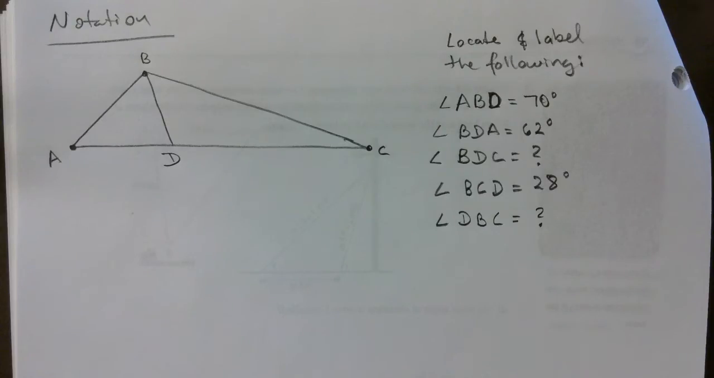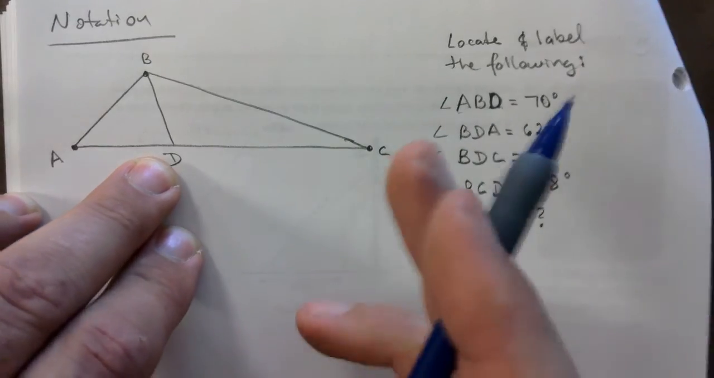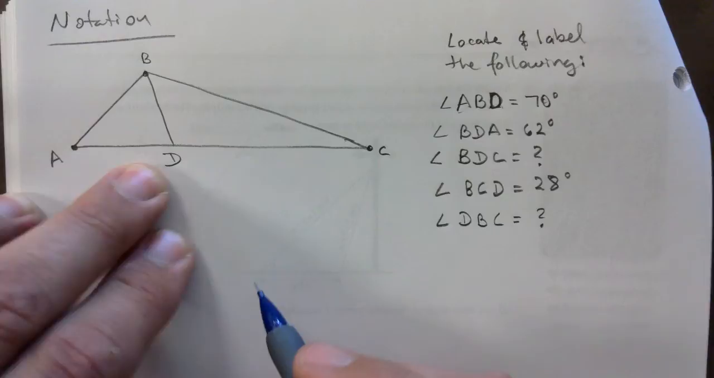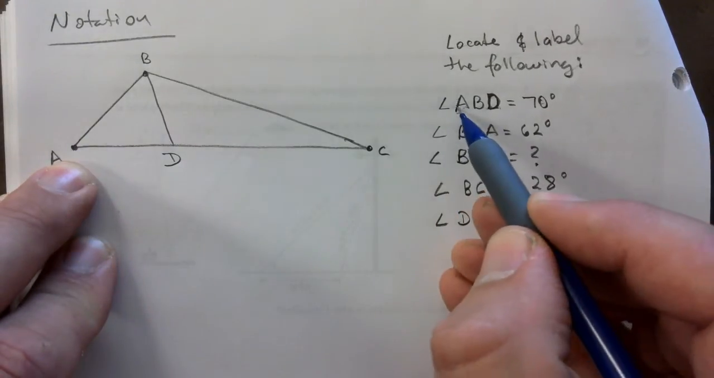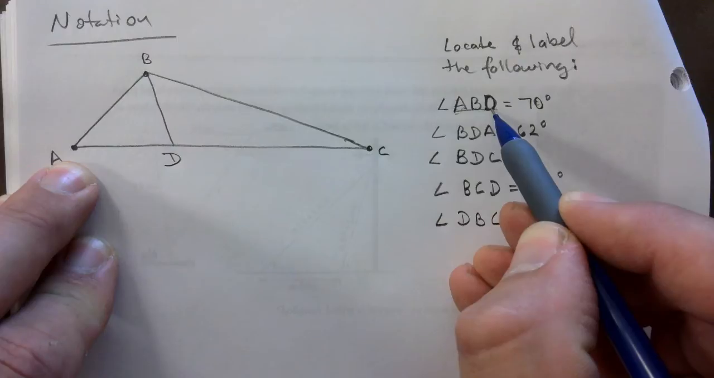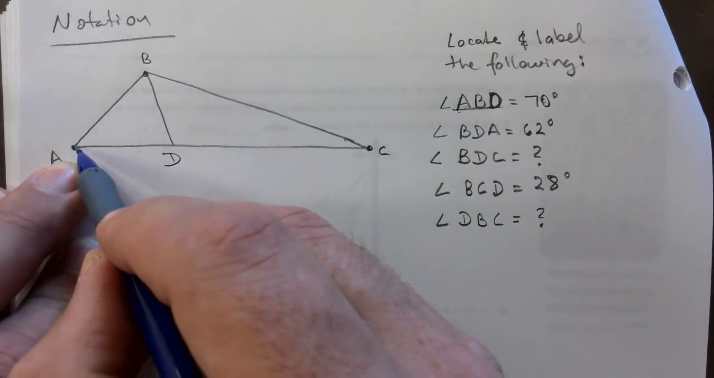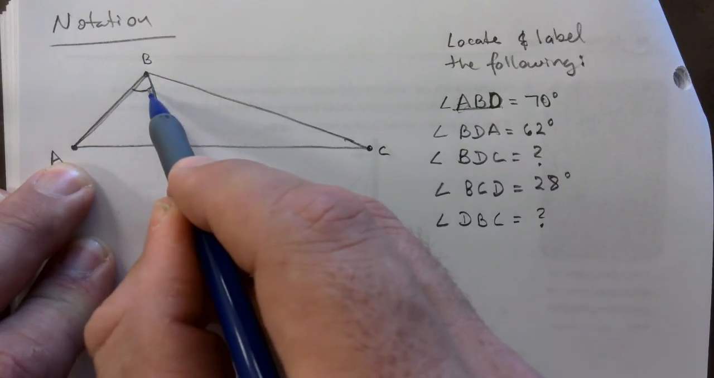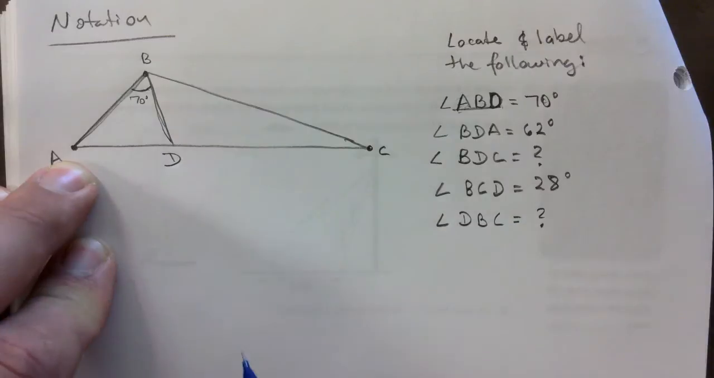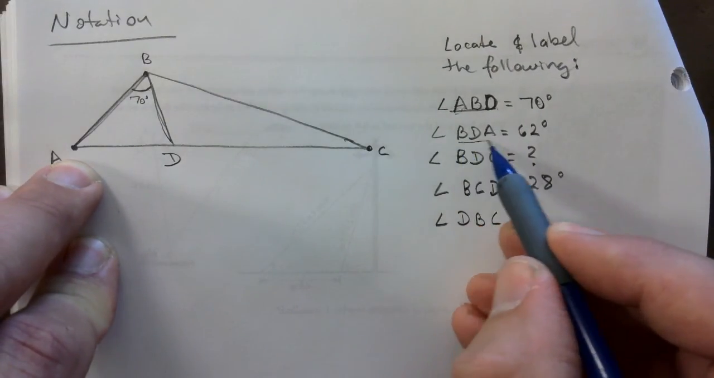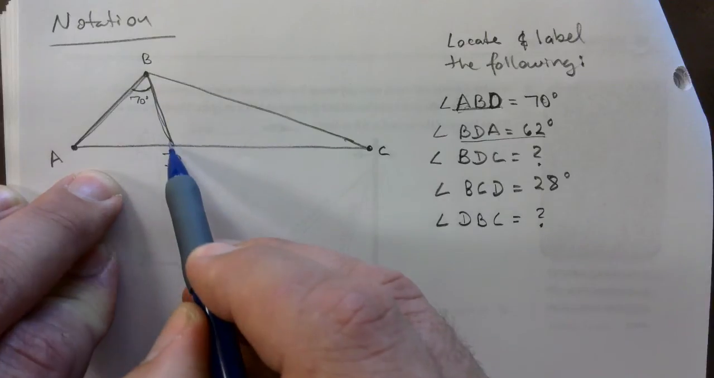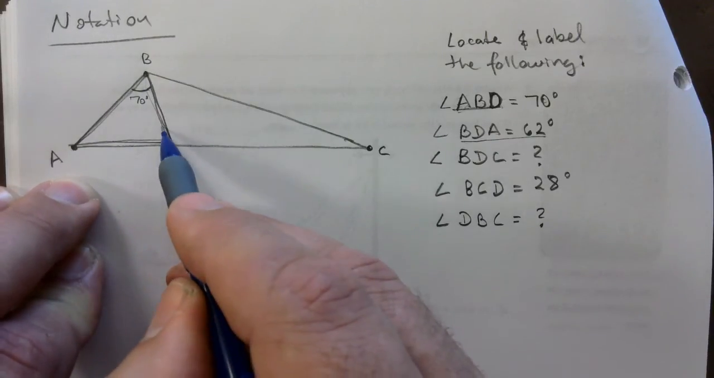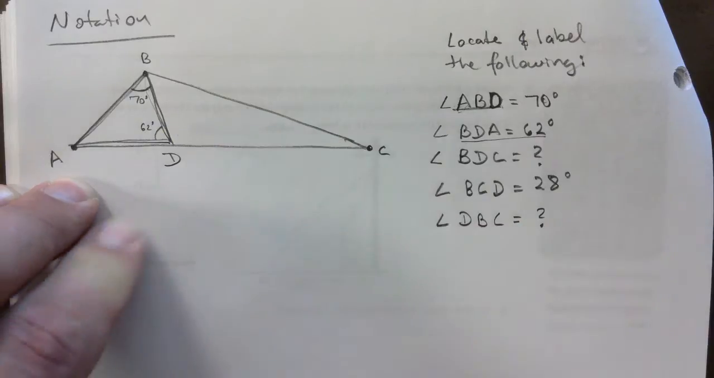ABD. It doesn't matter if you read it this way or that way. Just connect the points: A, B, D. If you connect those 3 points, the angle is formed right there. So the 70 should go there. And then it's BDA. So you go BDA like that. And so the 62 goes there.